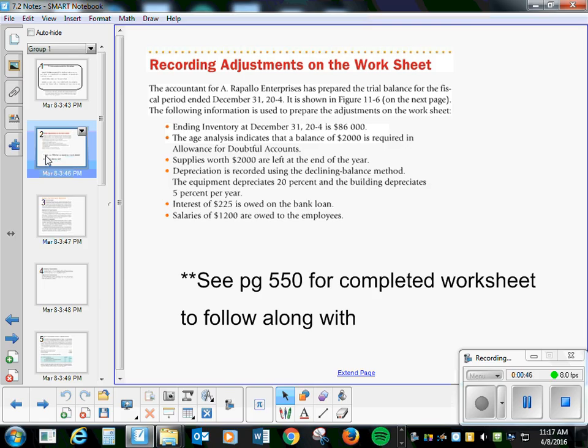Okay, so here's a list of all of the adjustments that we're going to be putting on A. Rapello's Enterprise worksheet. Ending inventory age analysis indicates the balance of 2,000 is required in the allowance for doubtful accounts. Supplies worth 2,000 are left at the end of the year. Depreciation is recorded using the declining balance method. The equipment depreciates 20% and the building depreciates 5% per year. Interest of $225 is owed on the bank loan, and salaries of $1,200 are owed to employees. So those are all of our adjustments.